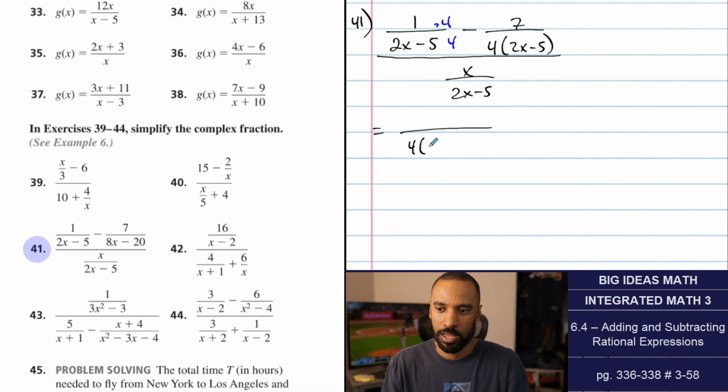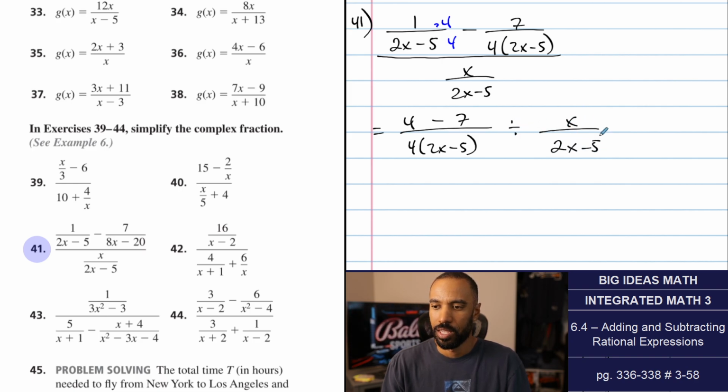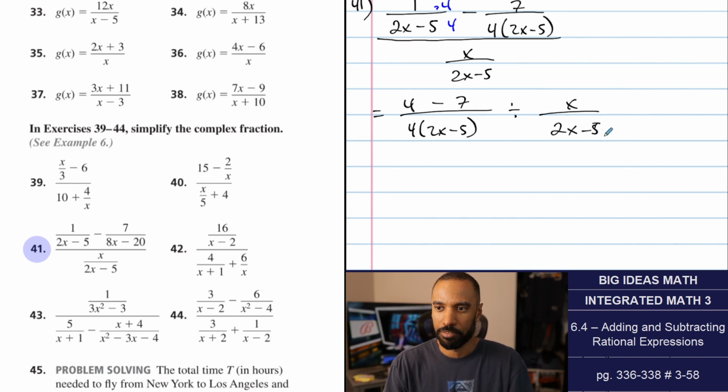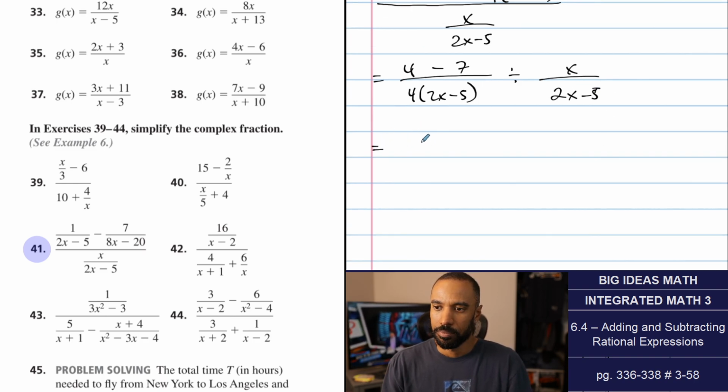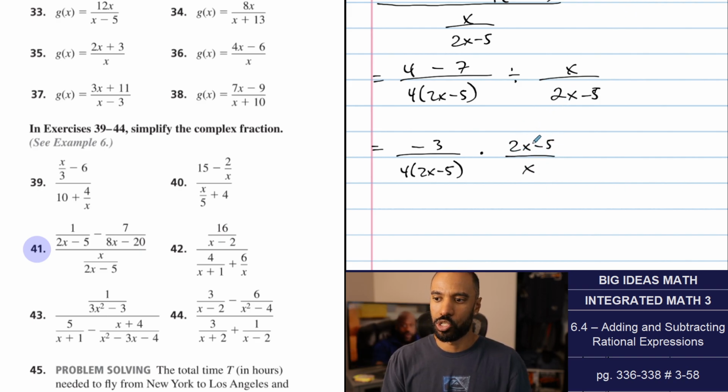This all divides by 4 times 2x minus 5, where we have a 4 minus 7, right? 4 minus 7. And this is dividing by this x over 2x minus 5, like that. Now, 4 minus 7, of course, is negative 3. So we have negative 3 over 4 times 2x minus 5. And now we multiply by 2x minus 5 over x. Now we can recognize that, okay, 2x minus 5's go away. I think that's it. Now we have negative 3 all over 4x. So that's the final result.